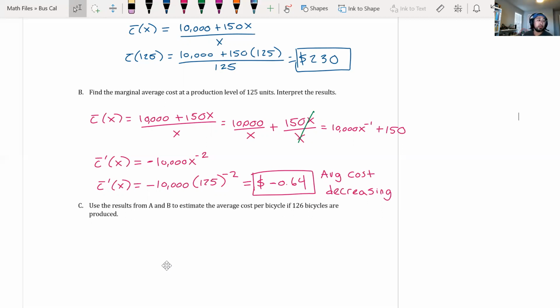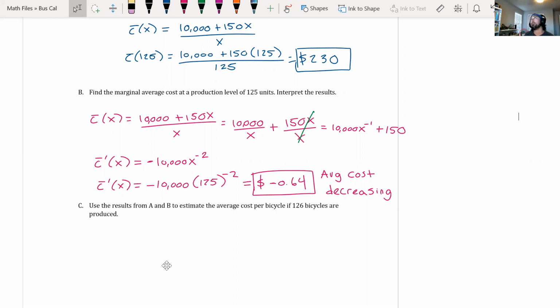Okay, which brings us to C, which is use the results from A and B to estimate the average cost per bicycle if 126 bicycles are produced. So what do you think we would do here? We would subtract the 126 from the 125, like we did in the first problem. Well, this just wants the average cost, not the exact cost. But couldn't we find the exact cost and then find the marginal cost? Or is that too much work?